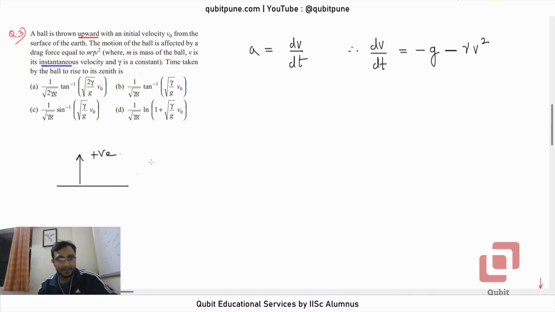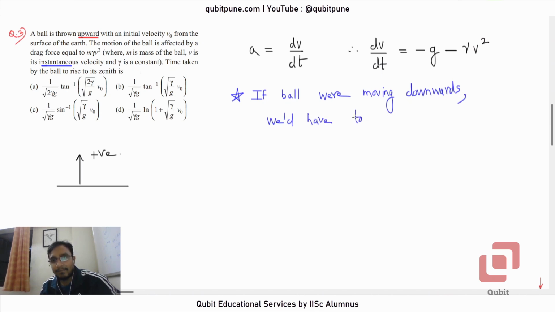Just an observation, not well related to the problem: if the ball were moving downwards, we would have taken a as negative g plus gamma v square. Do you get it now? Drag force is like friction opposing the motion. Okay? Acha, let's now resume with our velocity.